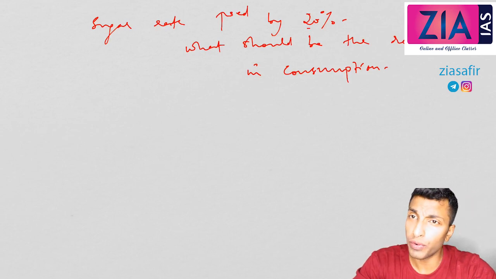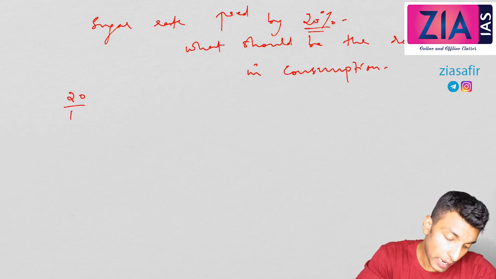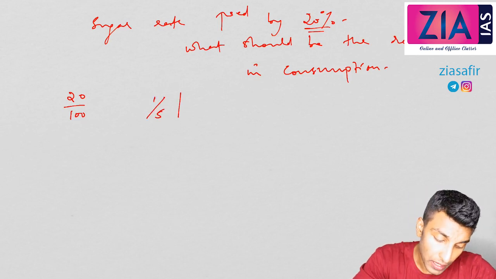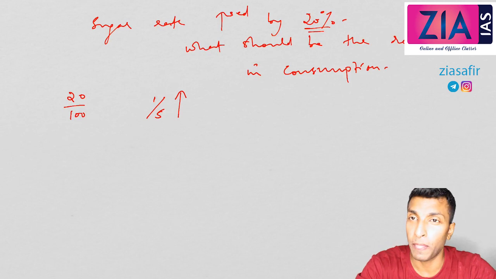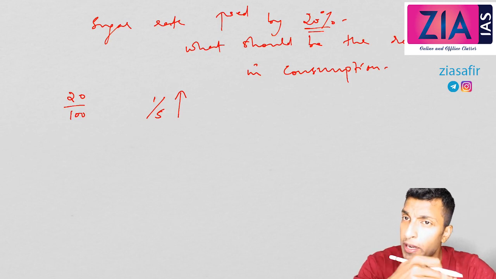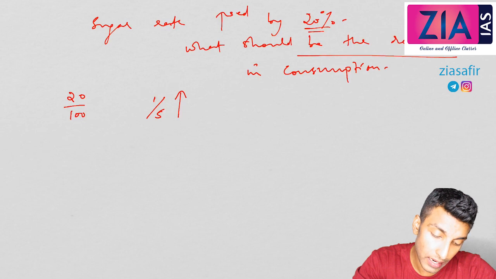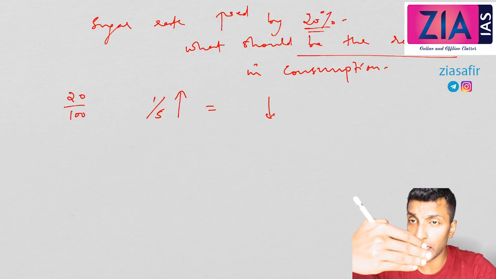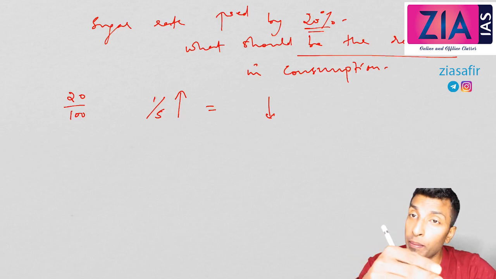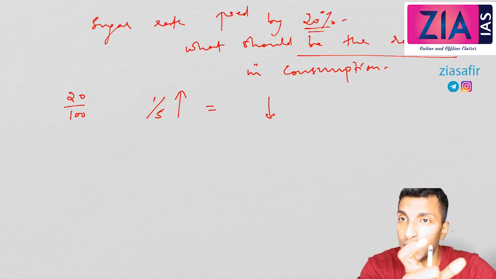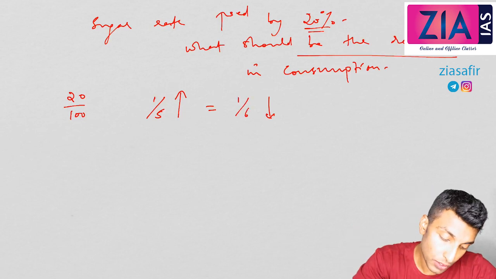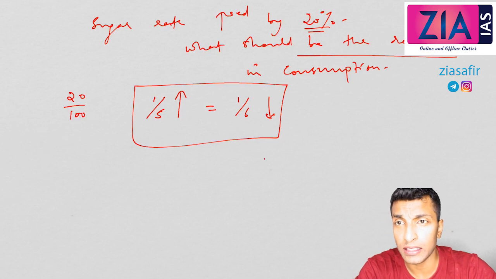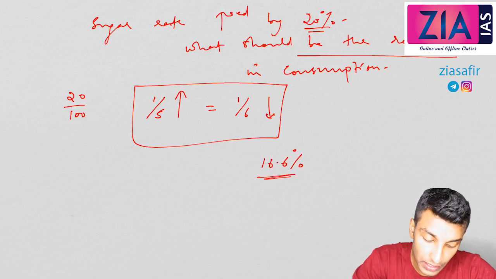So what you will do here, this 20%, how will you write? 20 by 100, right? Percentage you will write like this. So this is nothing but 1 by 5. So 1 by 5 increase is there. So there will be a decrease in the other, and that's what they are asking. What is the reduction in consumption? So there will be a decrease for sure. If it is increase, what is the decrease? 1 by 6 decrease, right? 1 by x increase leads to 1 by x plus 1 decrease. So this is going to be 1 by 6 decrease. So you got the answer. What is 1 by 6? 1 by 6 is nothing but 16.6%.